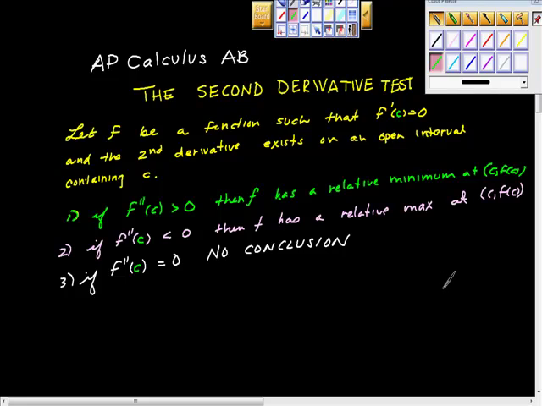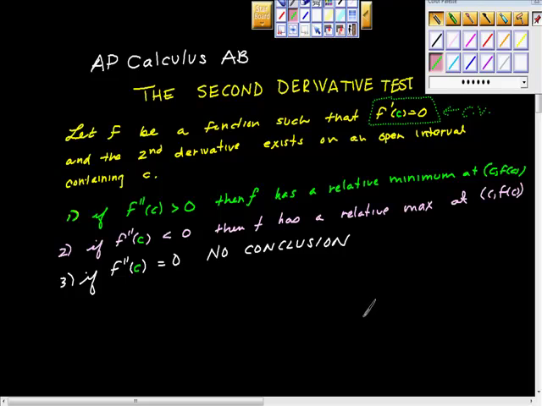It says let f be a function such that f prime at c is 0. It's crucial that we read this carefully, because this is the critical value that we're looking for here, and the second derivative exists on an open interval containing c. And here are the three conditions. If f double prime at c is greater than 0, then f has a relative minimum at c, f of c. Secondly, if f double prime at c is less than 0, remember this c is the critical value we got from the first derivative, then we have a relative max at c, f of c.